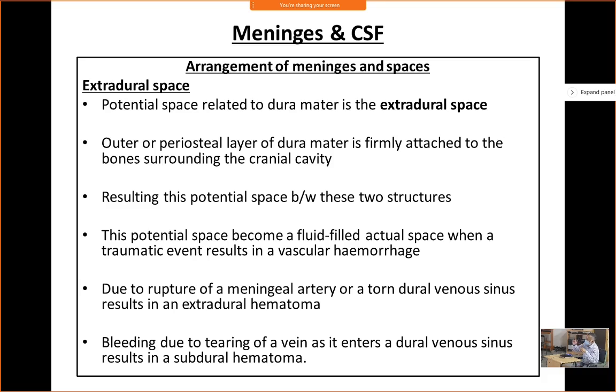And mostly what will happen, venous blood is accumulated, or blood from the meningeal artery due to the rupture of the meninges, because the meningeal artery is supplying the meninges. So this meningeal artery may get ruptured due to injury to the skull, or it may be the dural venous sinus, the rupture of the dural venous sinus. So what will happen? Ultimately there is a collection of blood in between the two layers of the dura mater, that is the extradural space, which is also known as an extradural hematoma.